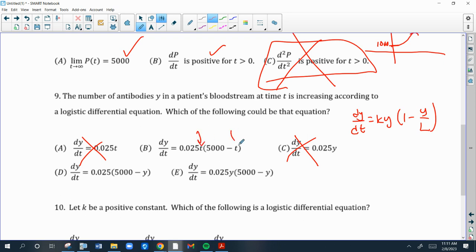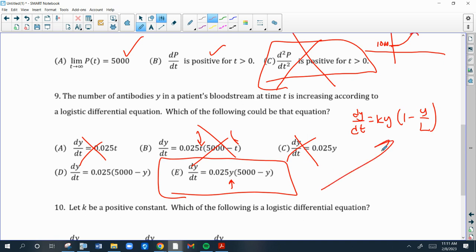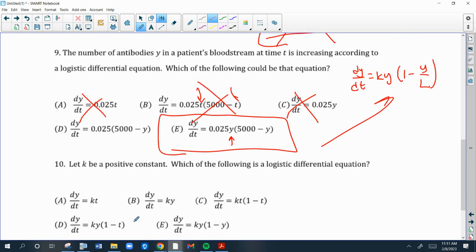This would have to be a y. It's not with respect to t, so that's obviously not. It's between D and E. What's the difference between D and E? Well, this has a k times a y. So this is the form of a logistic differential equation. That's pretty simple. If you want to put it exactly in this form, you just divide or factor out 5,000. So that was pretty easy.